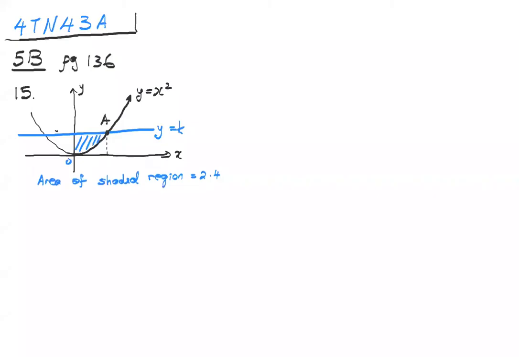First of all, you have to know the coordinates of A. So if you want to know the coordinates of A, what you need to do is solve the simultaneous equation. From these two, I got x squared equal to k. This is your y1, this is your y2. So that means my x is equal to square root of k.